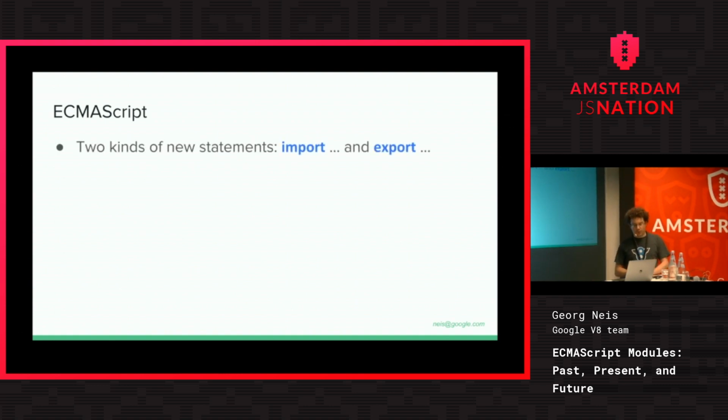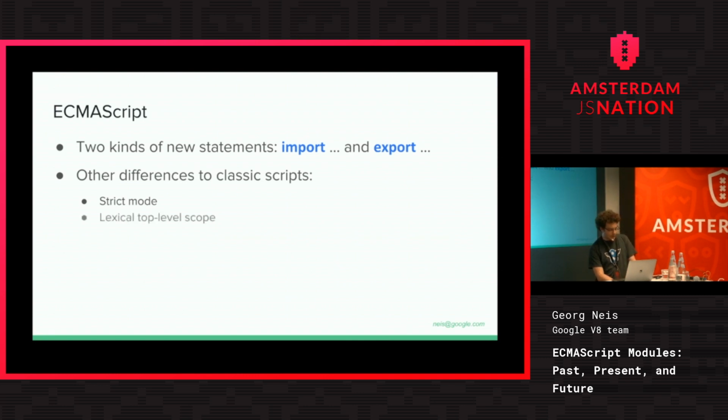The main difference between module scripts and classic scripts is that in module scripts you have additional syntax, namely import and export statements. There are a few other differences. One is that all module code is strict code, and there's no way to change that. Also, all module code is in a lexical top-level scope. That means when you have top-level declarations, they will never end up on the global object.